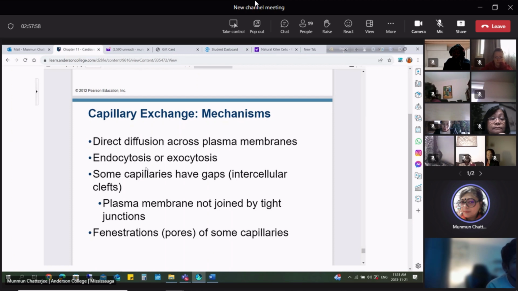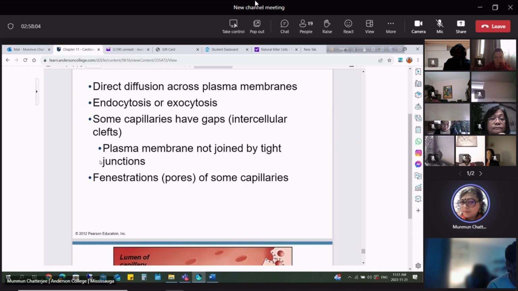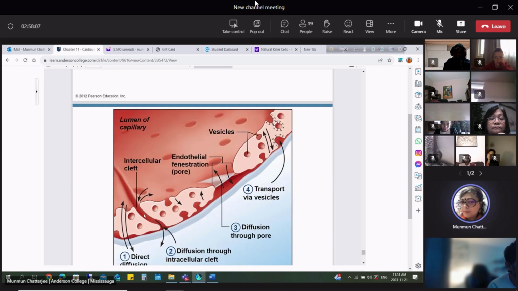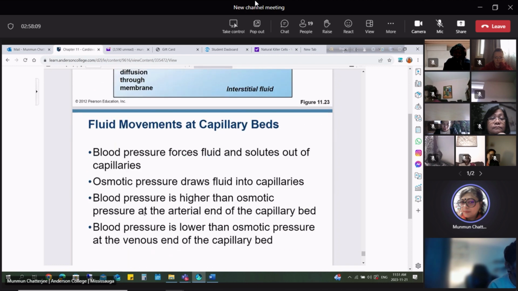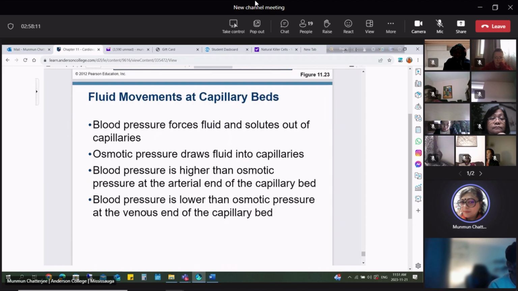And some capillaries have pores. These are not that important to remember. I just told you so that you can get interested and see what is going on. So these are the diagrams. Blood pressure forces liquid and solute out of the capillaries, and osmotic pressure draws the fluid into the capillaries.